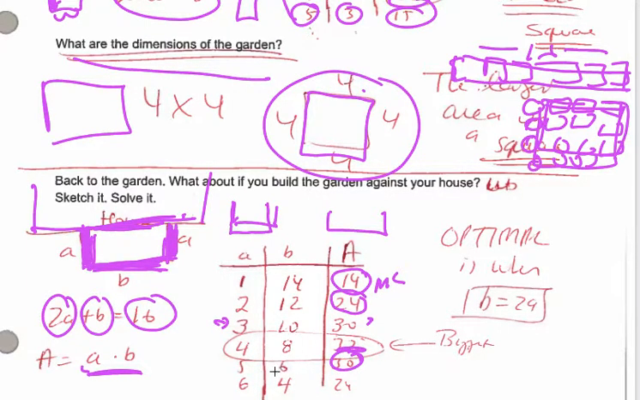Okay, and wait a second, what about if it was a square? Could I get a square? Okay, so let's change the question. Let's say I had 20.